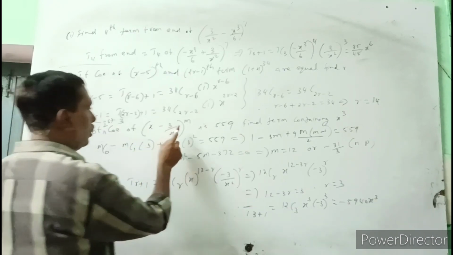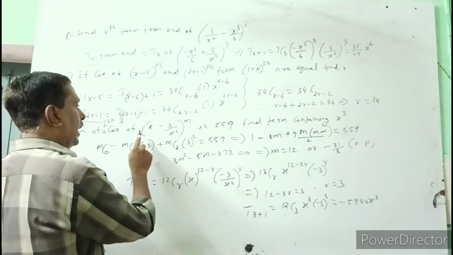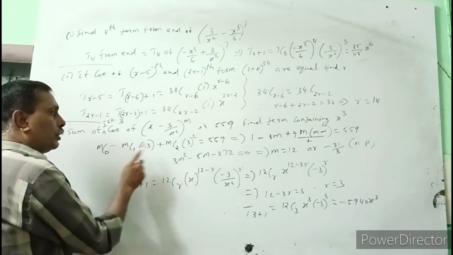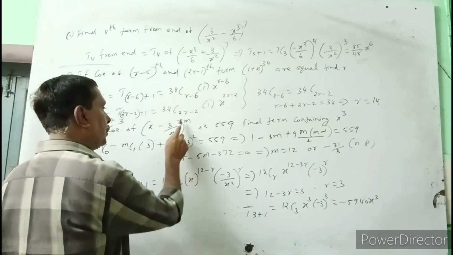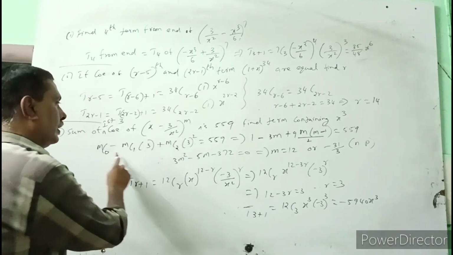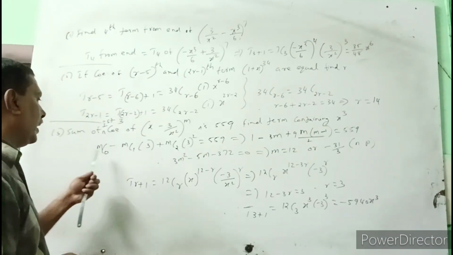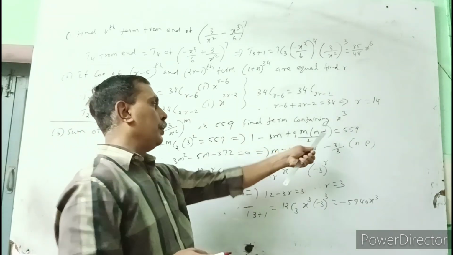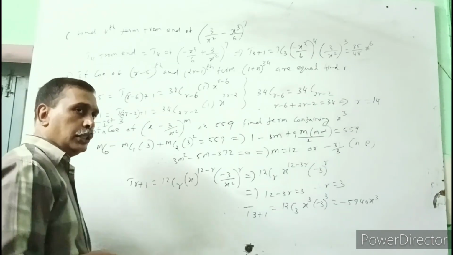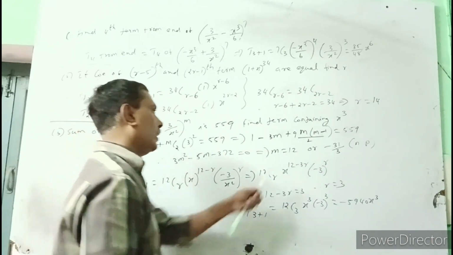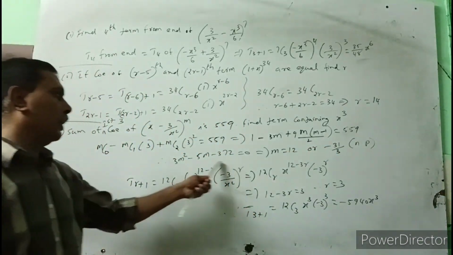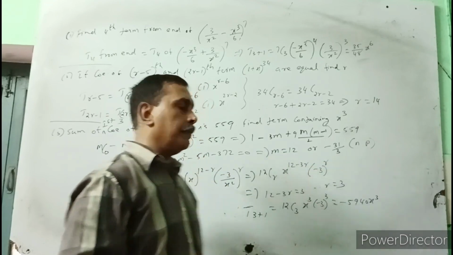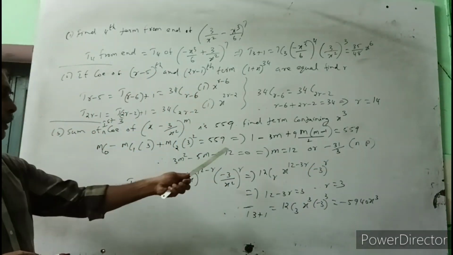So MC0. Now the second term is minus MC1, x I removed, so only 3 will come, so minus is already used, plus MC2 into 3 square because other terms are x. Now this sum is given as 559. MC0 is 1, minus MC1 times 3 is minus 3m, and MC2 is m into m minus 1 by 2, just like n into n minus 1 by 2. It is equal to 559. Simplifying, we get a quadratic equation: m equal to 12 or minus 31 by 3. Minus 31 by 3 is not possible. Now m is equal to 12.